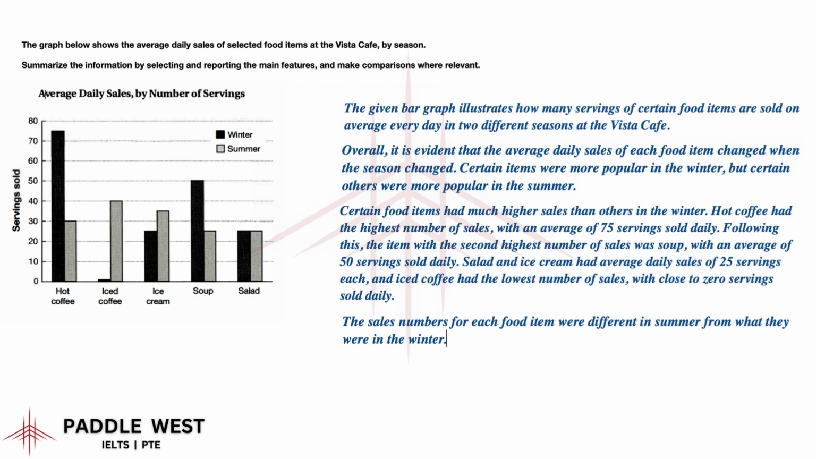Now, we will again start with the item with the highest sales and move downwards. The sales of iced coffee were the highest, at 40. This figure increased by a huge amount as compared to winter. We can write, iced coffee sales rose significantly to an average of 40 servings sold daily.